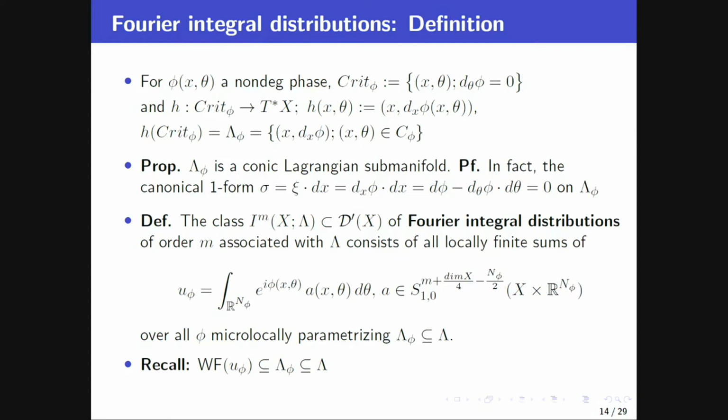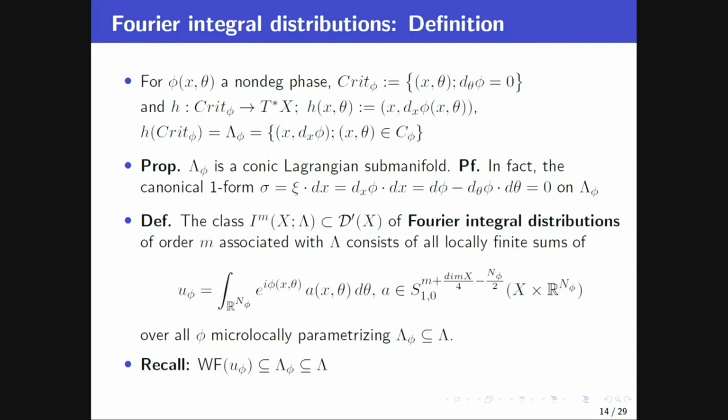For any Lagrangian here, we have lots of phase functions parameterized as lambda, so we consider all these finite sums of these distributions. So what happens with this order here? It's a Hörmander formula, and it's something we learn by heart if you do microlocal analysis with the FIOs. So we have m, the order of the class, then we have the dimension of x over 4, and the dimension of theta over 2. Okay?